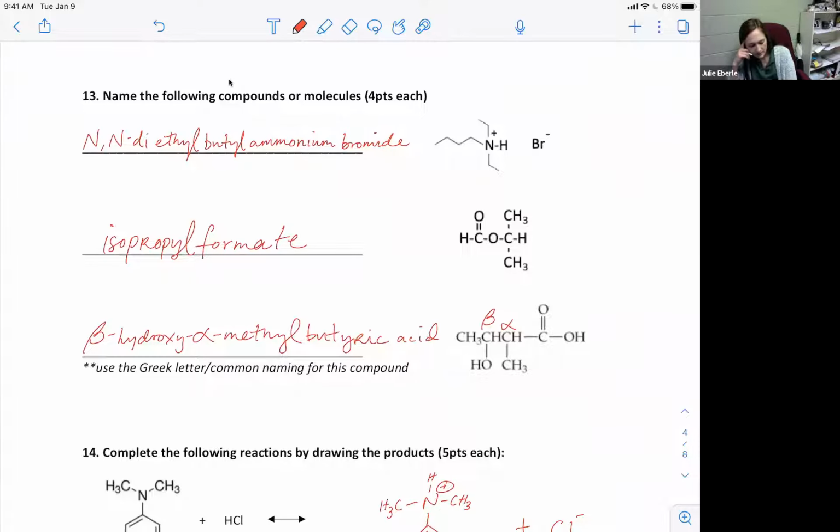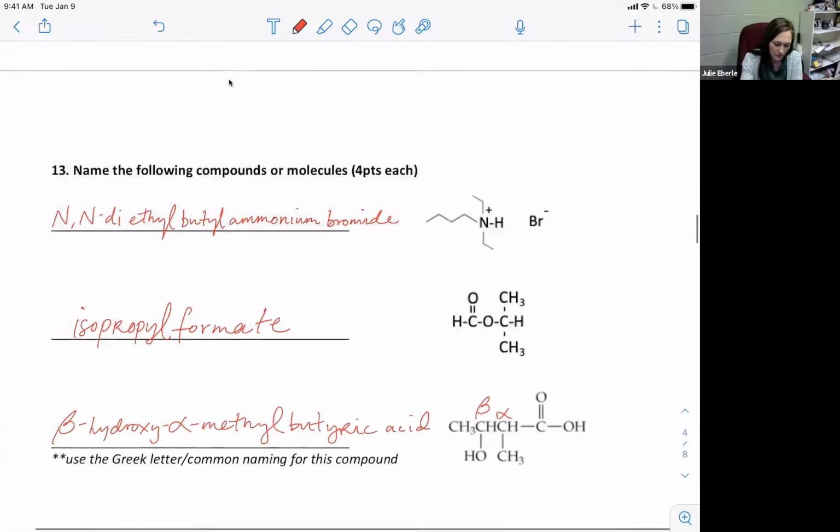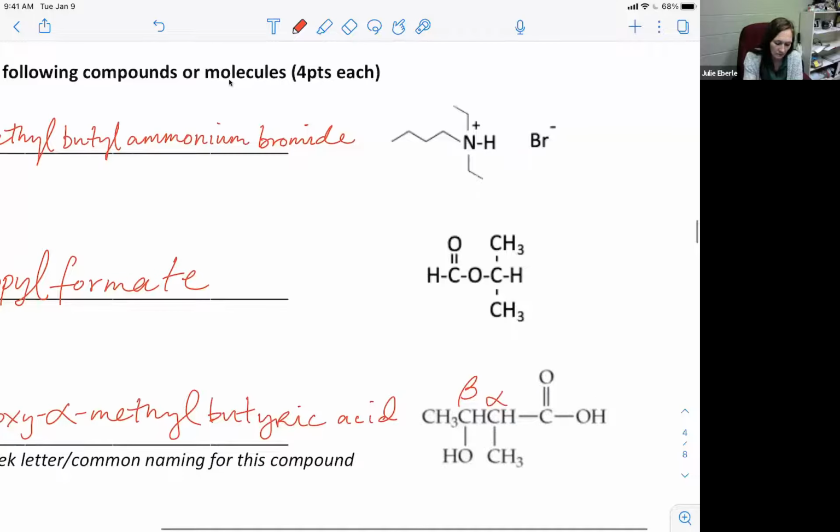Number 13. This was a challenging problem for a lot of people on the exam. I don't know if anybody aced this question. So let's look at this. Okay, this is an ammonium. See the plus charge on the nitrogen? This is an ammonium compound. So we got bromide as the anion. So it'll be something, something ammonium bromide, okay?